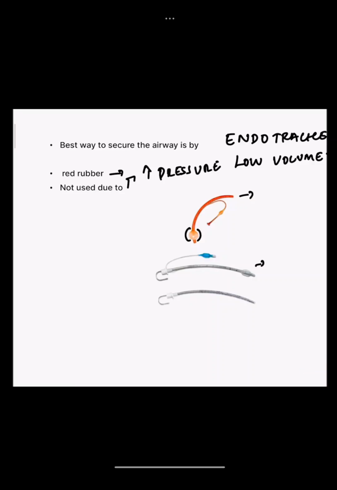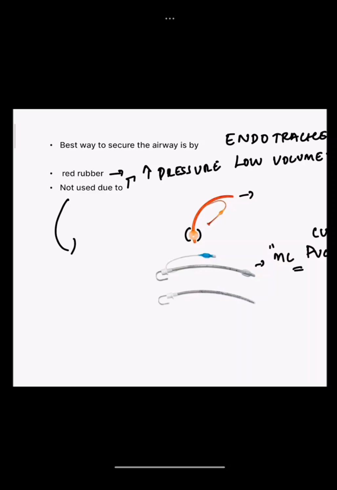That's why we are not using red rubber tubes. Instead of red rubber tubes, the most commonly used tubes nowadays are the PVC cuffed tubes. Uncuffed tubes, we are not at all using, guys. Uncuffed tubes were used for pediatrics, but nowadays we are not using them. So this is the most common, guys. The PVC cuffed tubes are common.